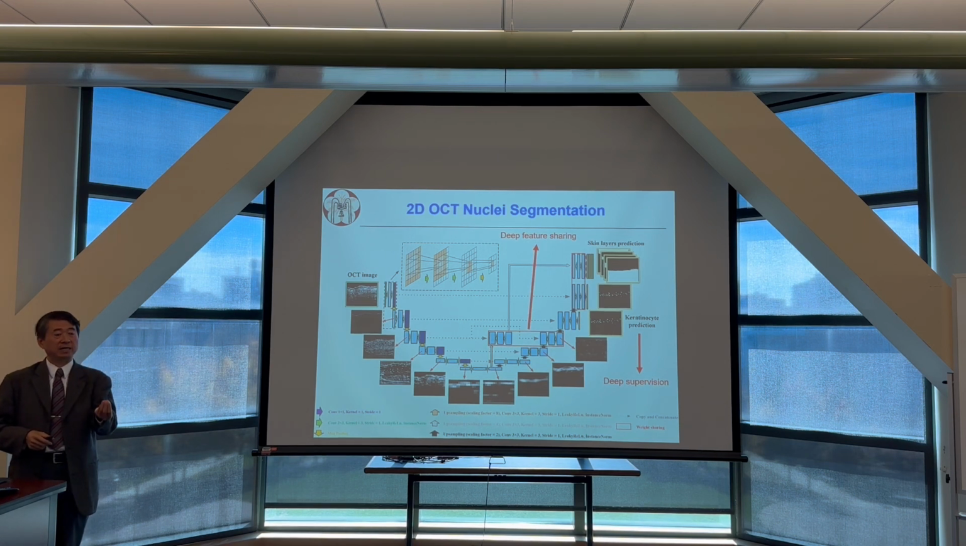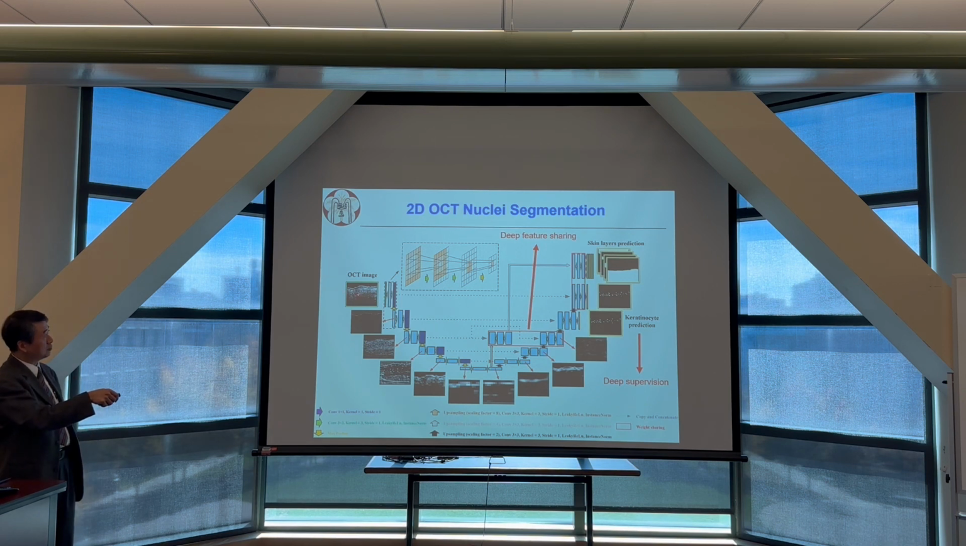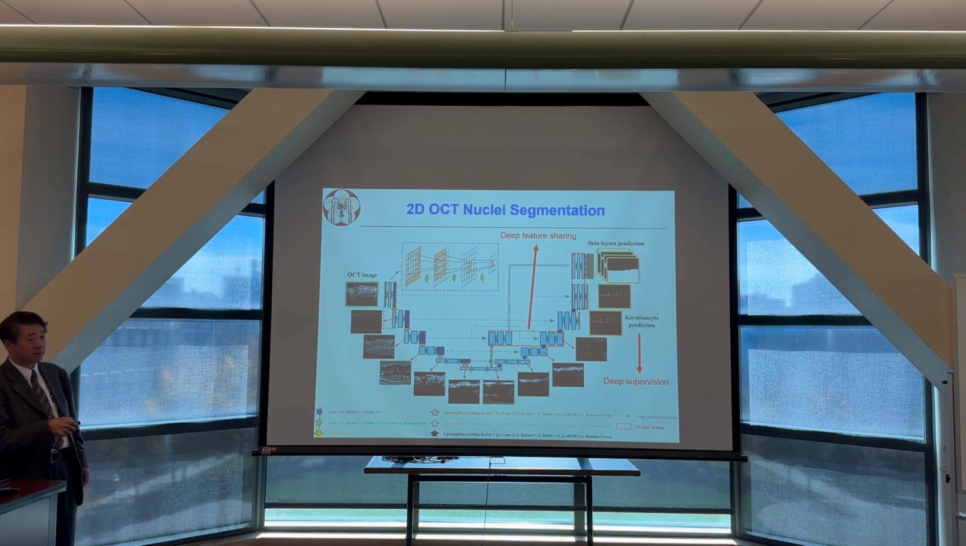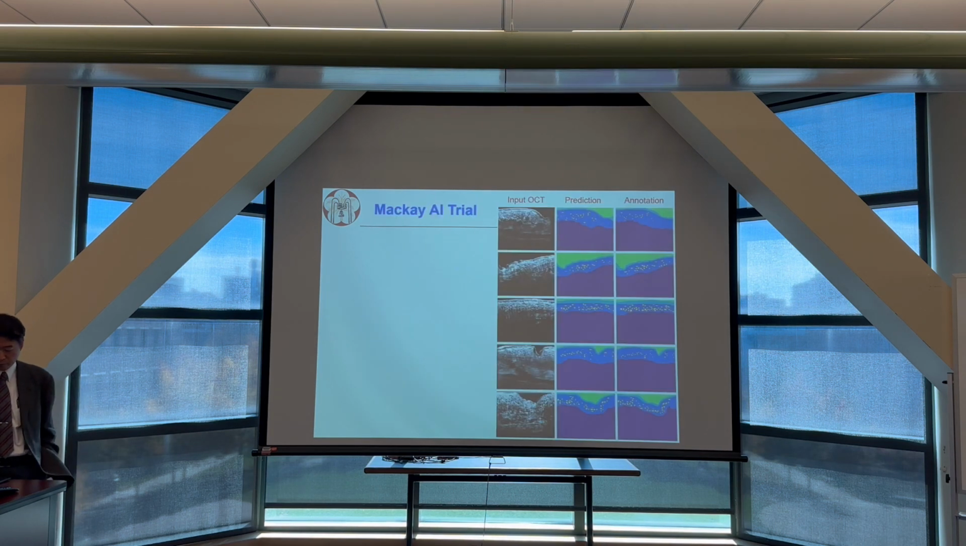For example, the nuclei. We also have some features which are very big, for example, the dermal-epidermal junction. So when we train the U-Net, we develop a so-called deep feature sharing, which means that we have a new loss function. For this loss function, we care about both the small features and large features. So using this algorithm, right now we can segment out the DJ, the stratum corneum, and the nuclei.